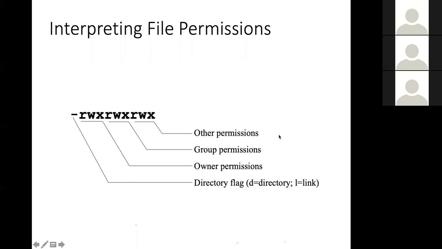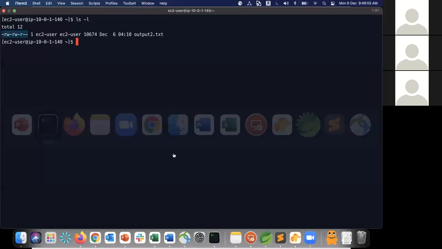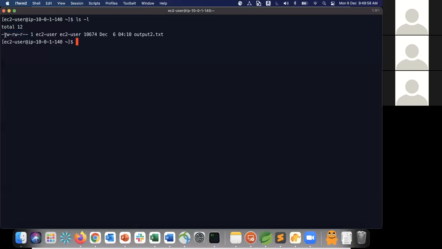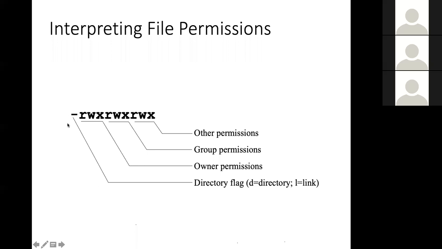Now this is what you see, right? This entire thing that you see here is split as 10 characters. So 1, 2, 3, 4, 5, 6, 7, 8, 9, 10. So this has 10 characters in it. What do those 10 characters represent? The first one, when you see a hyphen, it means that it's a file. If it is a directory, then you will see D here.